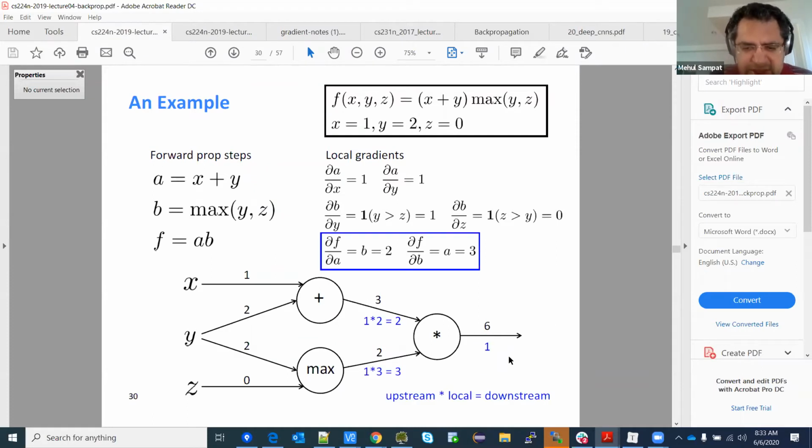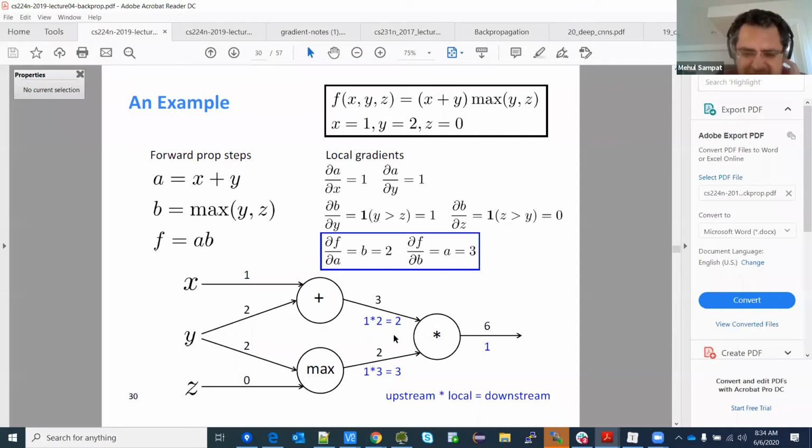Now we want the downstream gradients, right? If you remember from the previous slide, the downstream gradient was just the upstream gradient times the local gradient. He switched the terms here, so that threw me off initially, but it's a minor detail. Here the upstream gradient is 1, so at least now it's consistent. The upstream gradient is 1, and the local gradient here was 2. So it's 1 times 2, which is 2.